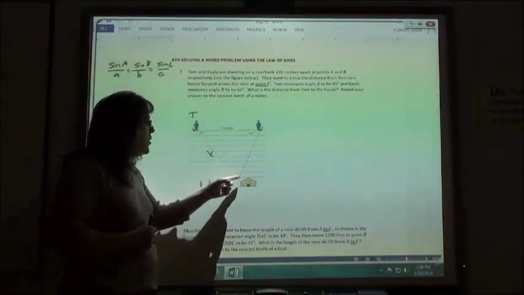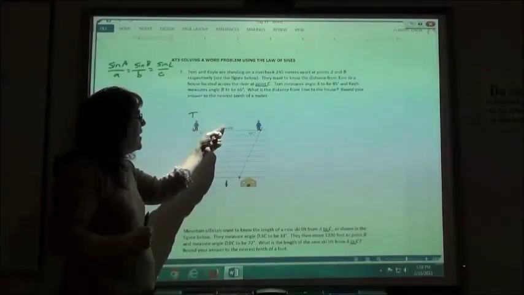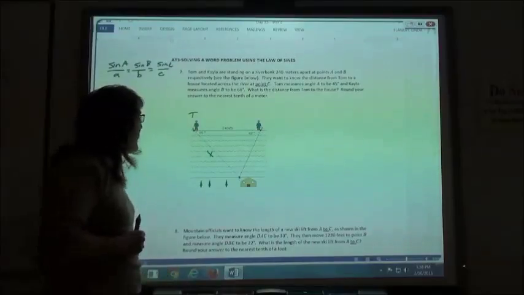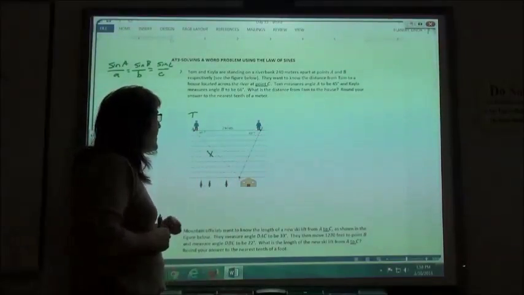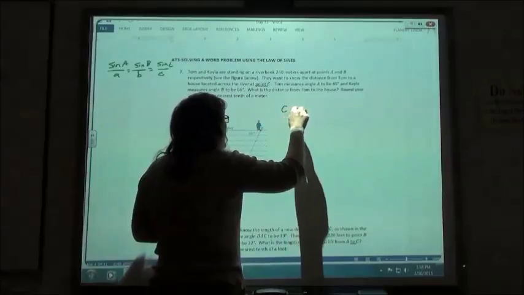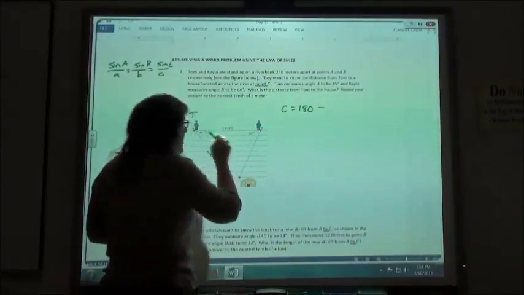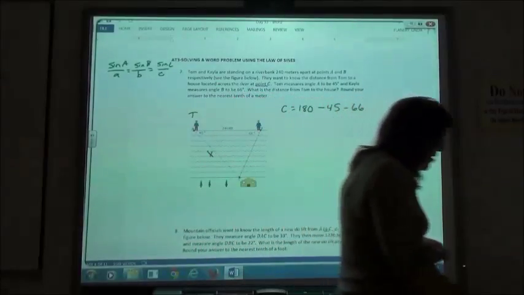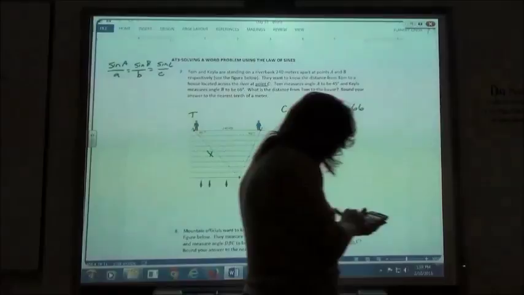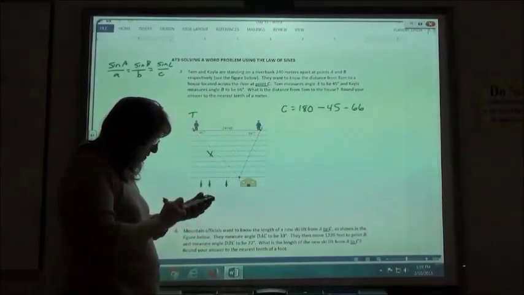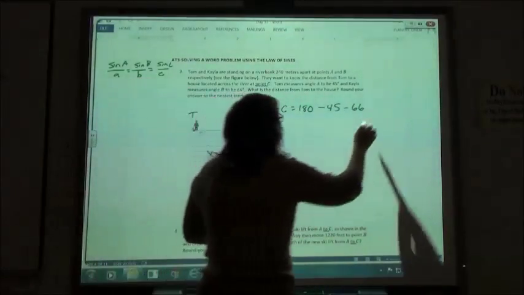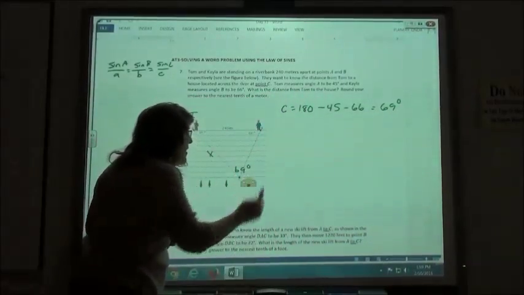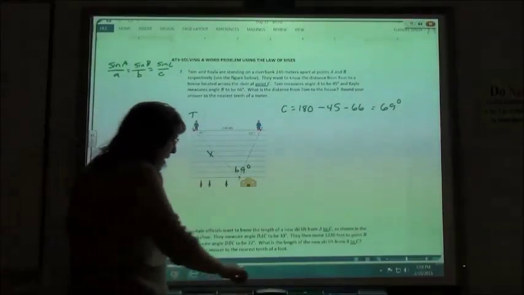So, in order to use our law of sines, since we know this side here, we need to know this angle down here. And since we know in our triangle that all 3 angles add up to 180, C is going to equal 180 minus 45 minus 66. I'm going to grab my calculator. 180 minus 45 minus 66 is 69. So, this angle down here is 69 degrees. We can now set up our law of sines.